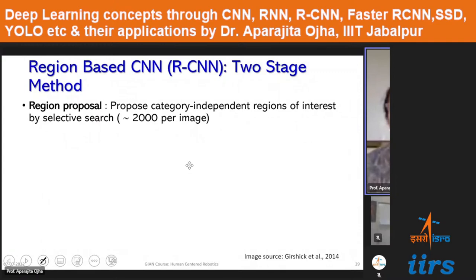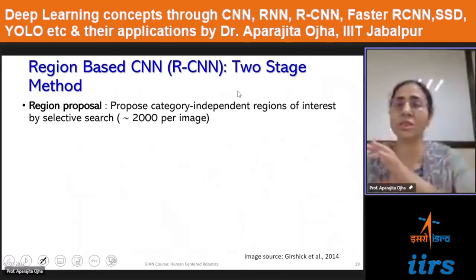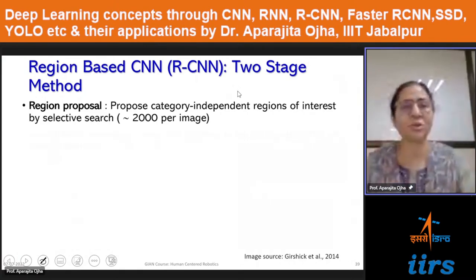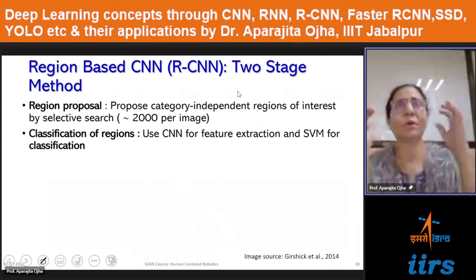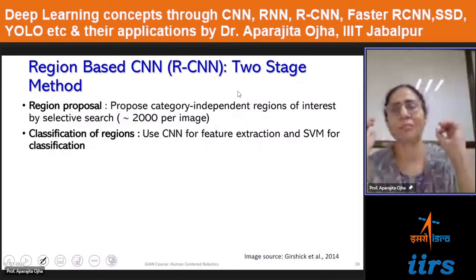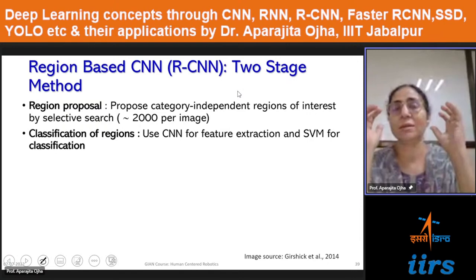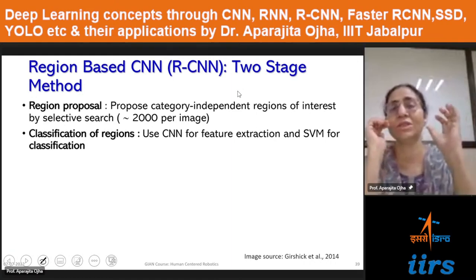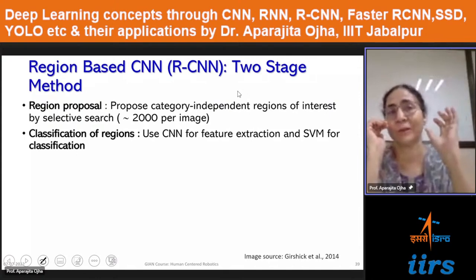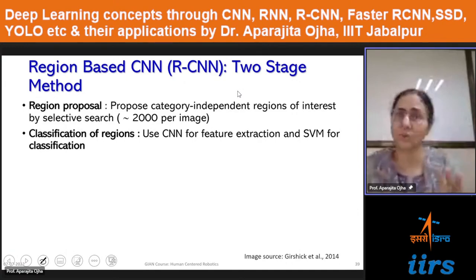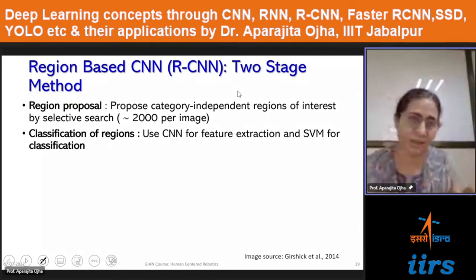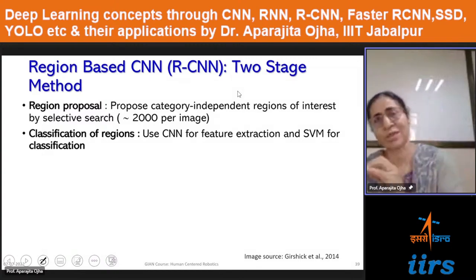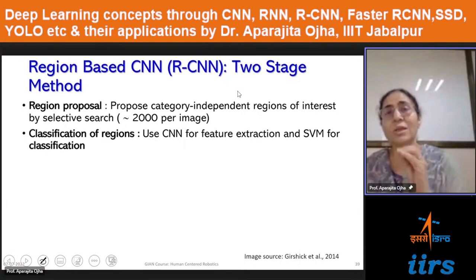Two-stage means in one stage we find out regions of interest, and in the second stage we find out in those regions of interest what categories of objects are present. So this method, the region proposal method, proposes around 2000 category-independent regions of interest. It's not looking at what category of object this is. It is only looking at the saliency of the region. If it finds that this region is salient, it proposes it as a region of interest to the CNN, right?